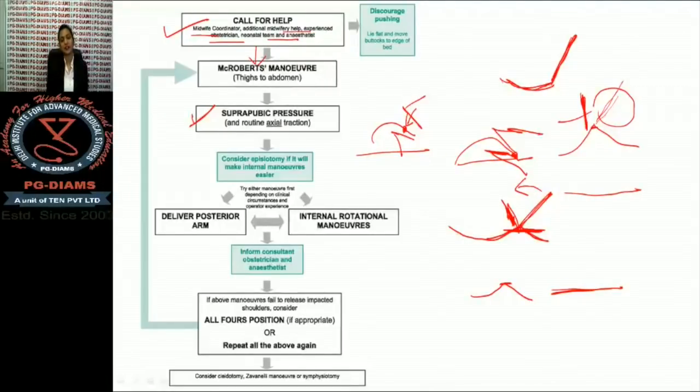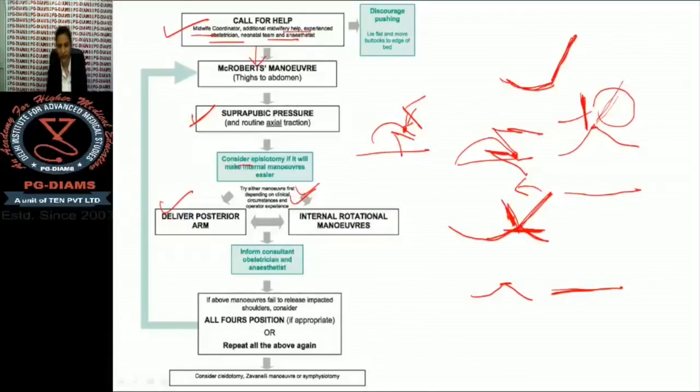If the baby is still not delivered, consider giving an episiotomy, or if you have already given an episiotomy, consider extending the episiotomy. If still not delivered, you can do either of two things. Delivery of the posterior arm: you can put your hand inside the pelvis over the sacrum, grasp the posterior arm and remove it. Once you remove the posterior arm, the diameter of the shoulder decreases. That's one method. The other is internal rotation.